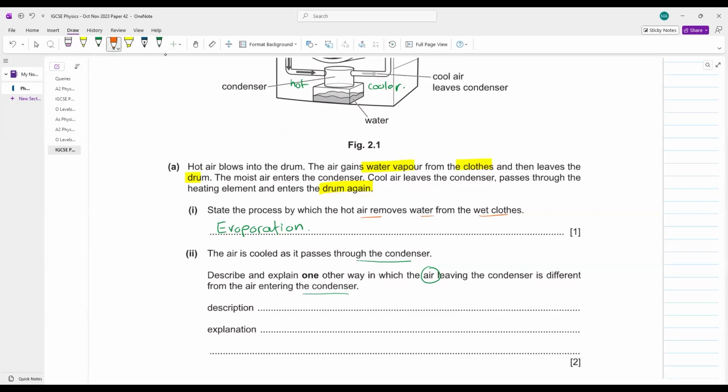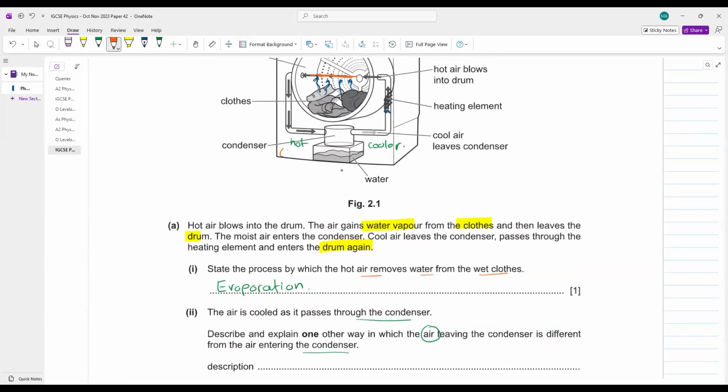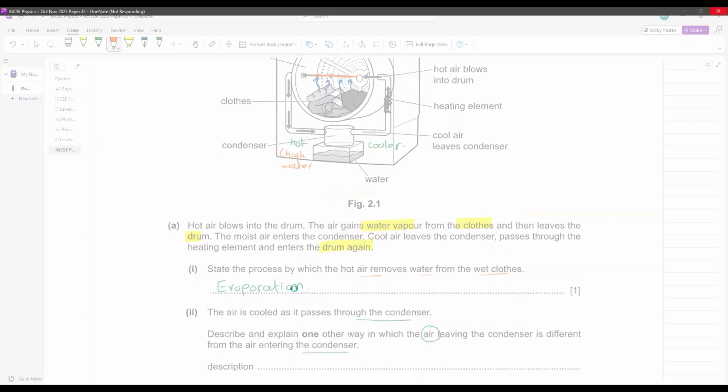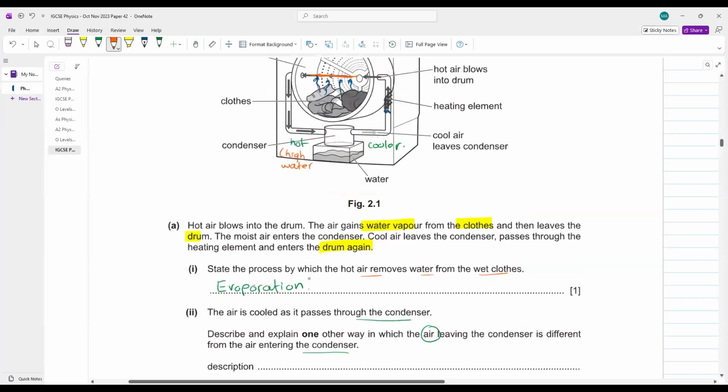Peter, can you realize the air entering the condenser, this hot air, has a high water vapor content? However, the cooler air that is leaving the condenser has a lower water vapor content because as the air is cooled down, the water vapors condense into liquid.